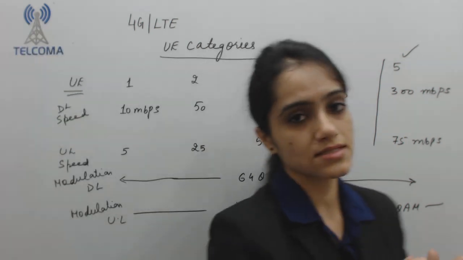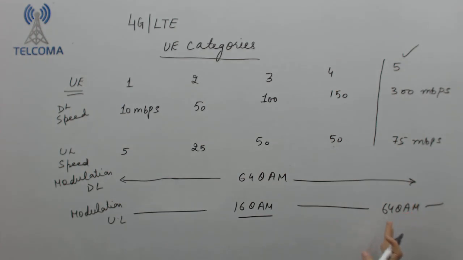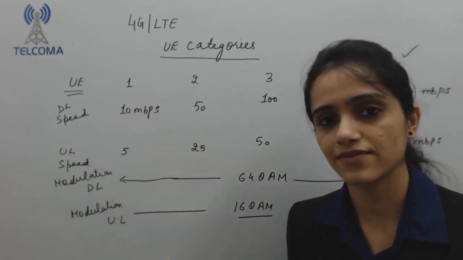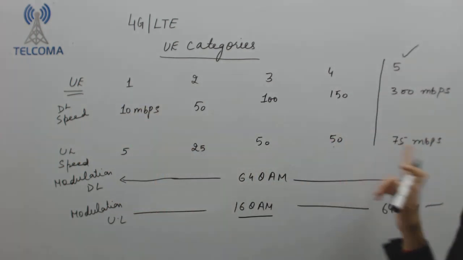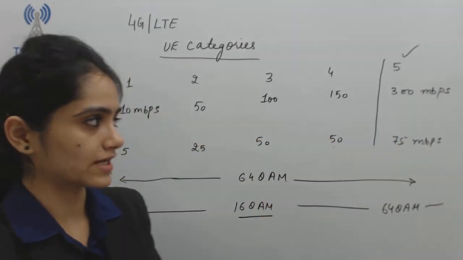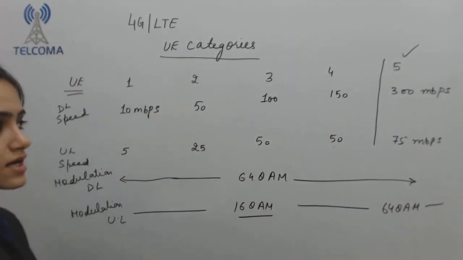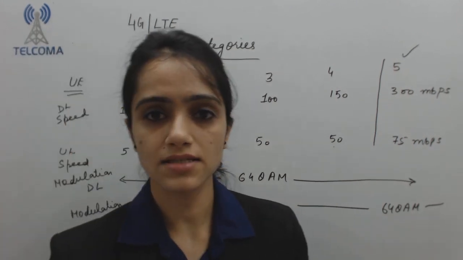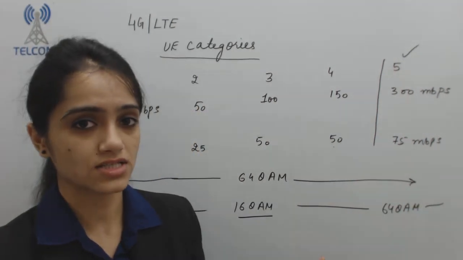So this is the UE category description, that okay, these are the specifications of UE category 1 so on up to UE category 5. So I have total 5 categories of user equipment. That means UE capabilities according to the specifications.